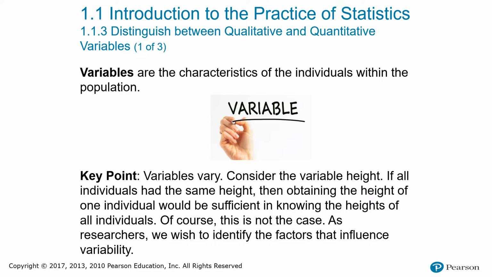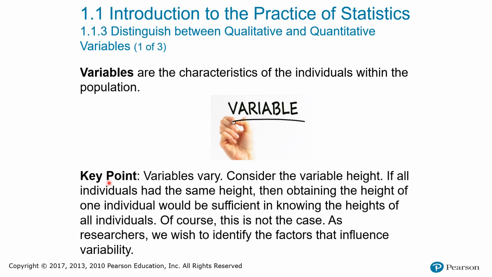Let's get started. In order to talk about qualitative and quantitative variables, we need to understand what a variable even is. So, variables are the characteristics of the individuals within the population. For example, hair color. If our population is, let's say, students at a university, well, one characteristic we could use to describe those students is hair color.